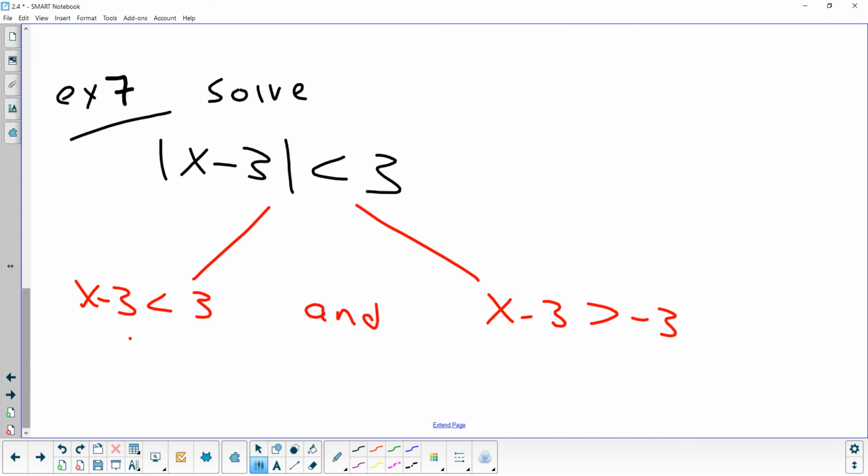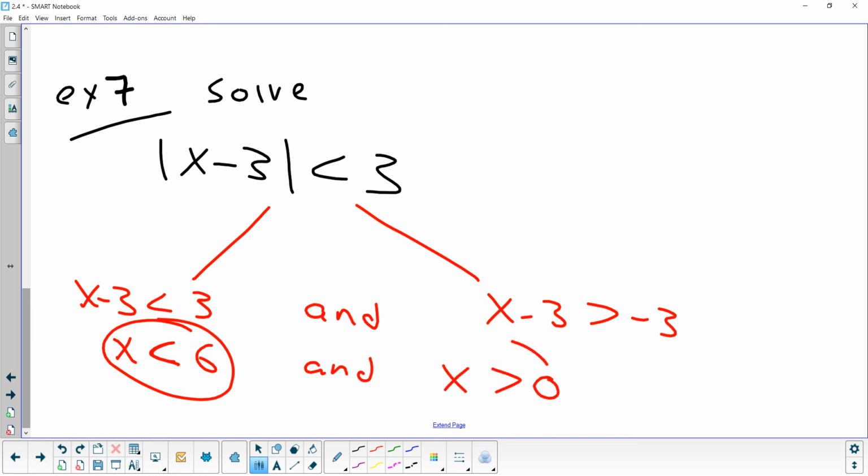And now solve. So x is less than 6, and x is greater than 0. X is less than 6 and greater than 0. And it's always good, just think about that in your head, see if that makes sense. Can you pick a number that's smaller than 6 and bigger than 0? Yeah. 2.